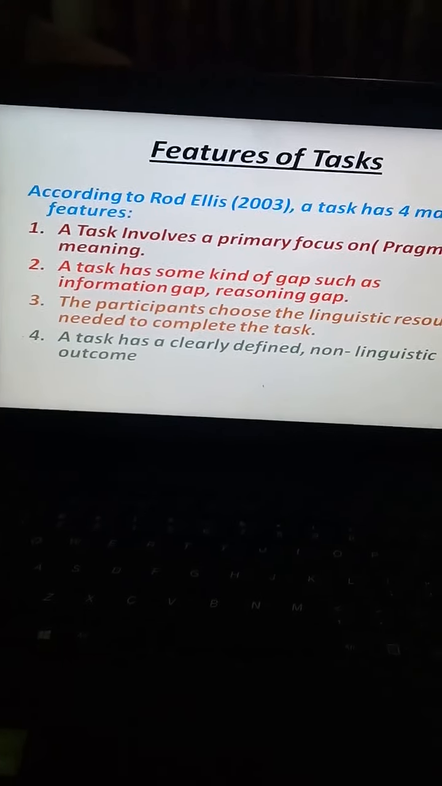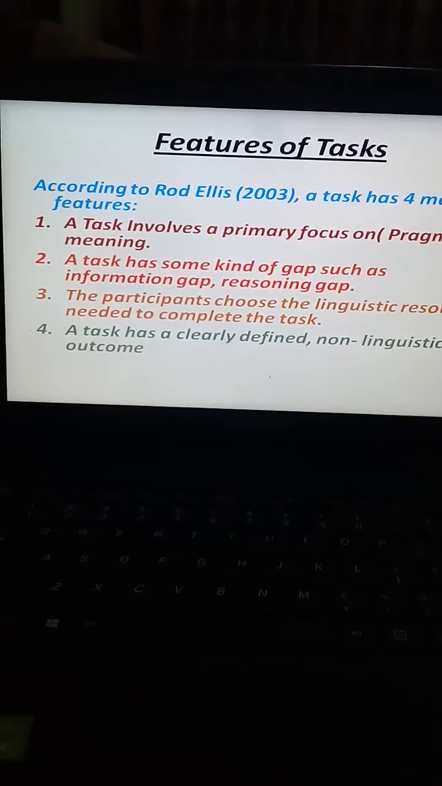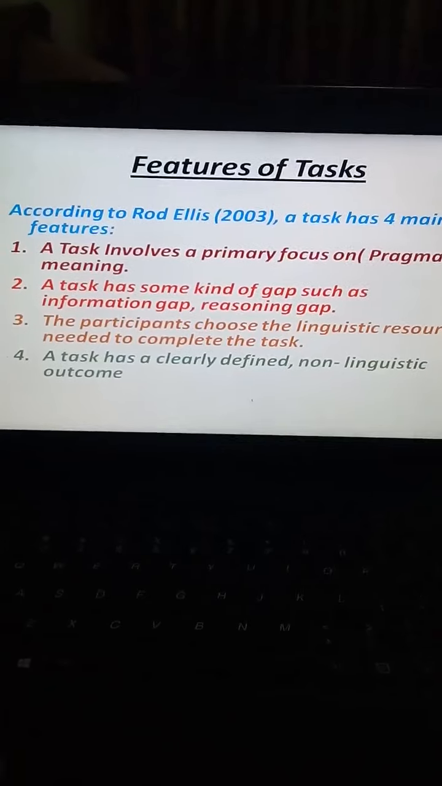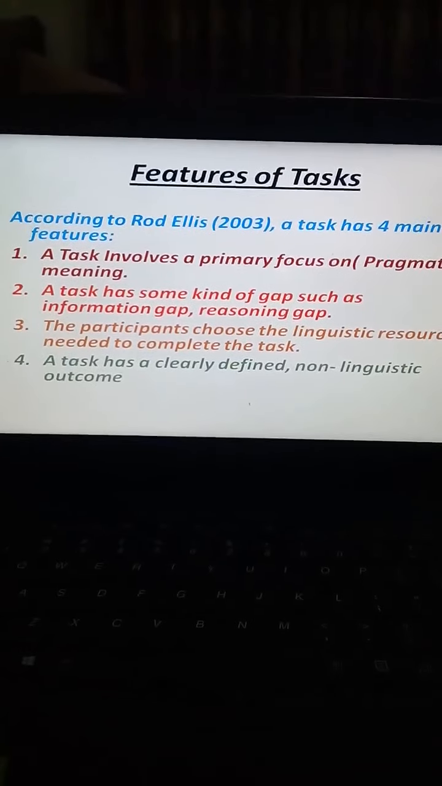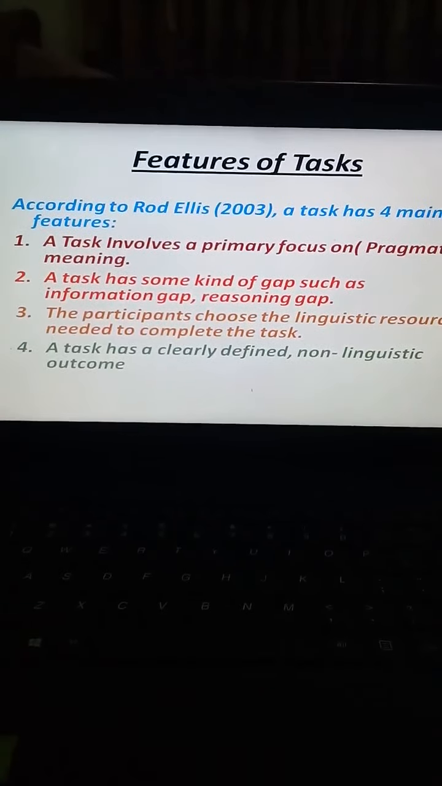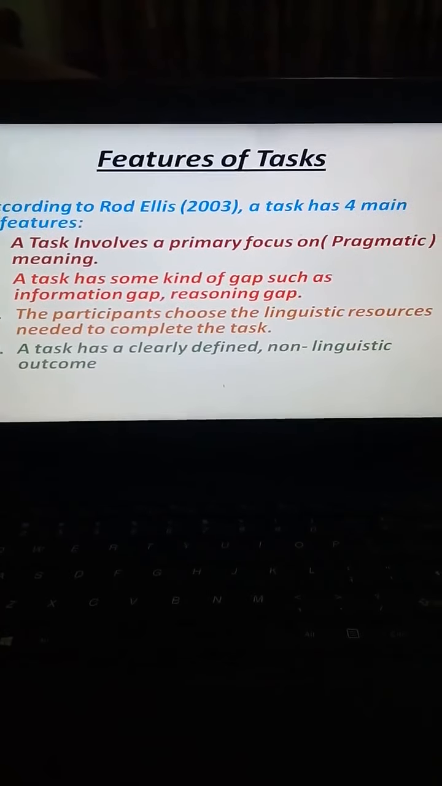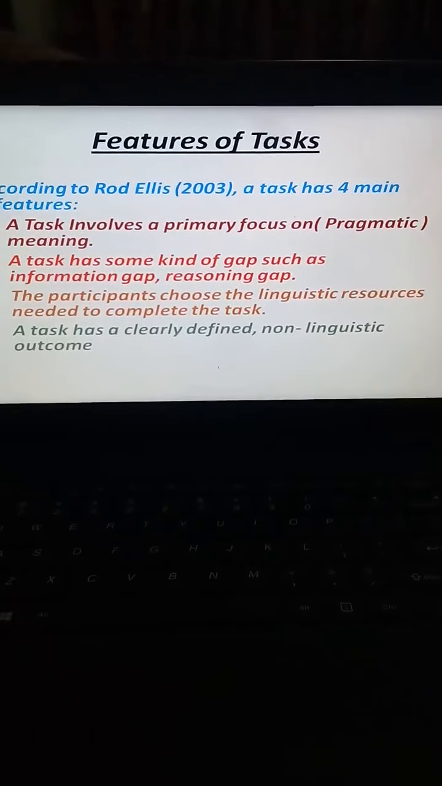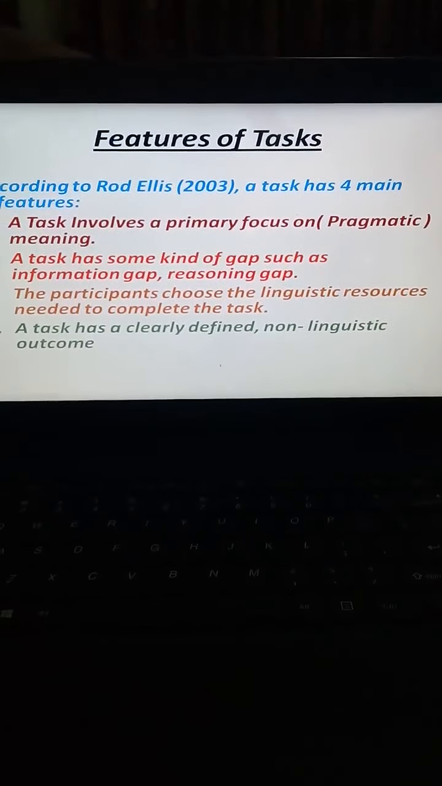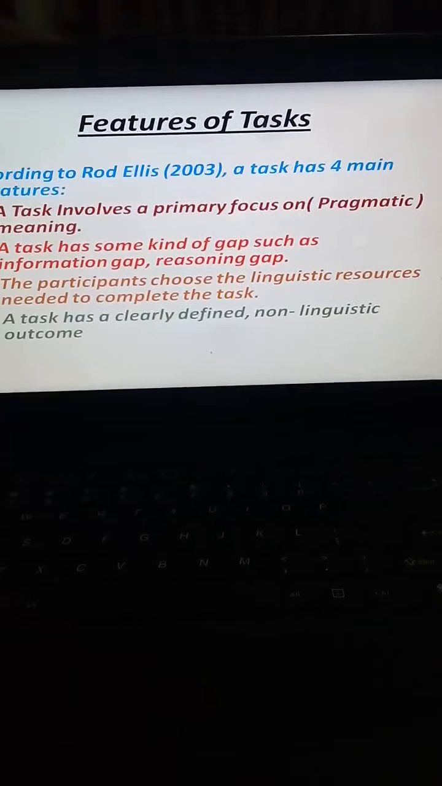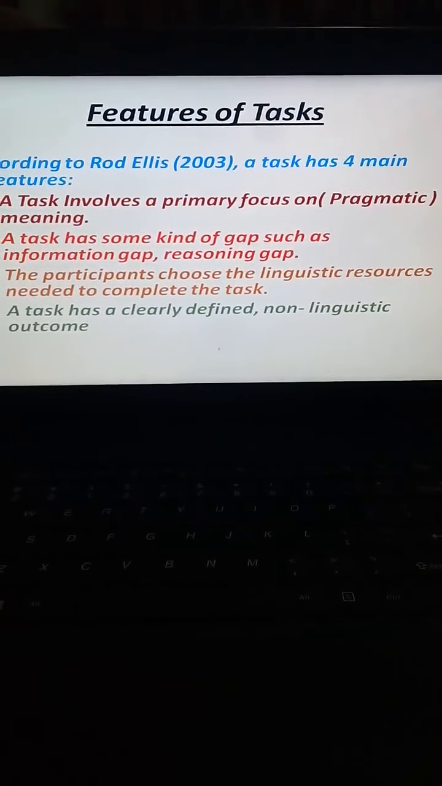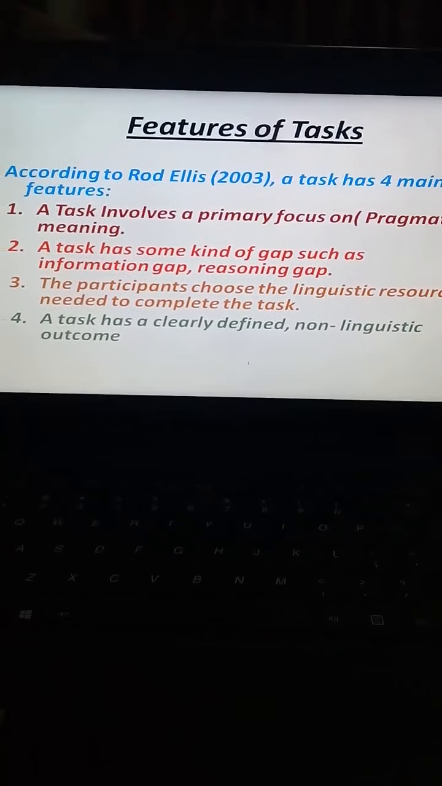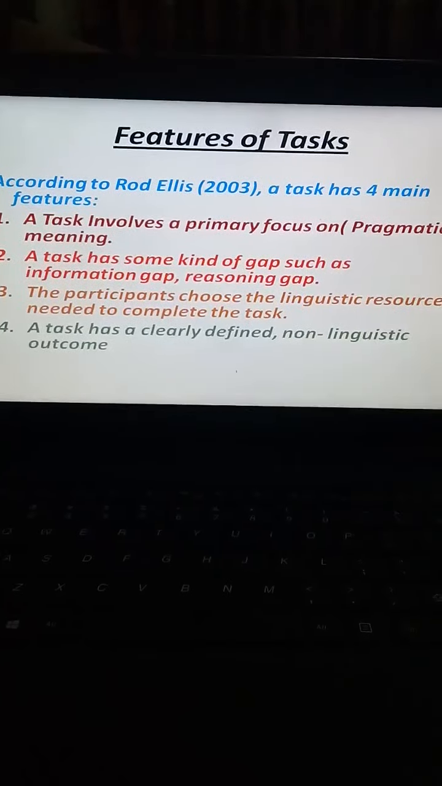In this slide, I'll talk about the features of tasks. According to Rod Ellis 2003, a task has 4 main features. That is, a task involves a primary focus on meaning. A task involves a primary focus on pragmatic. Pragmatic means practical or a real thing. Okay, a task involves a primary focus on pragmatic or meaning.